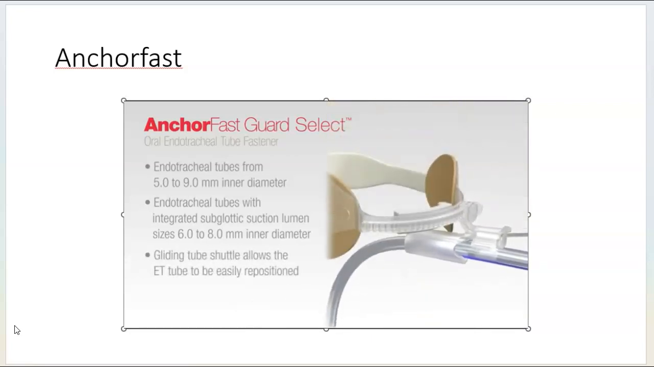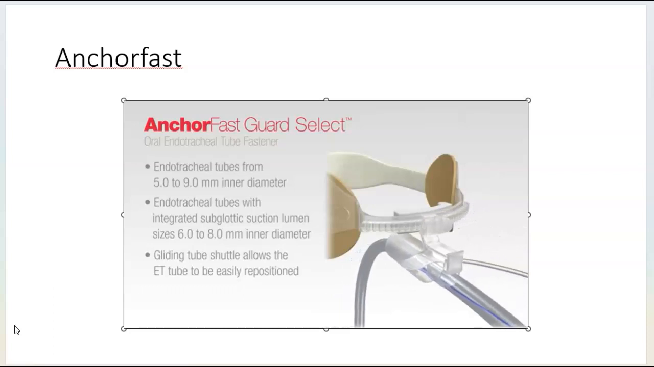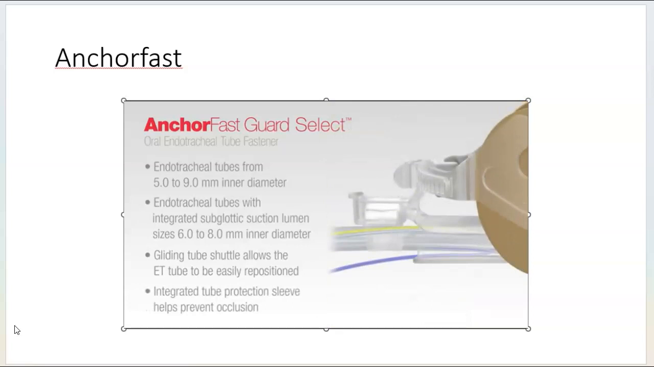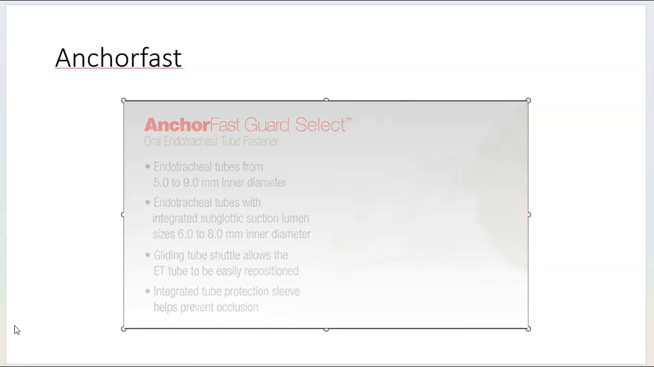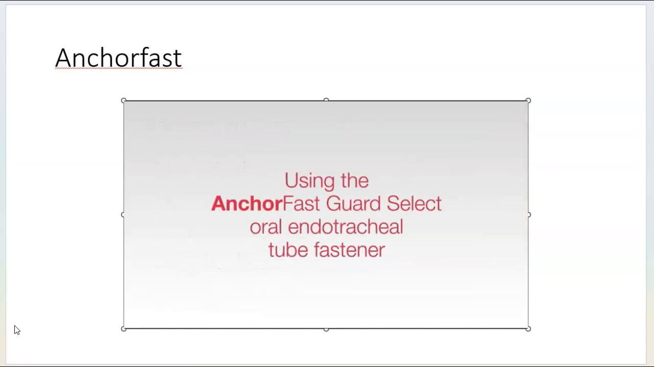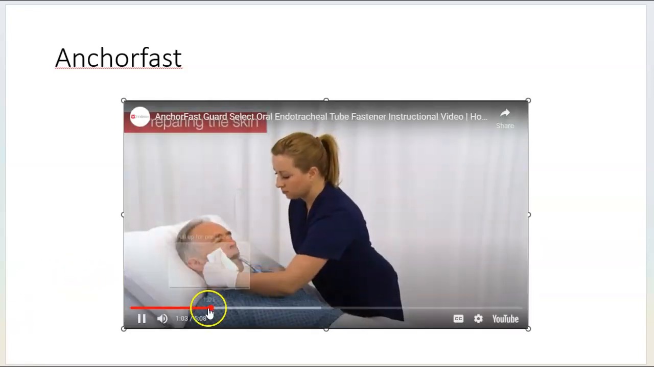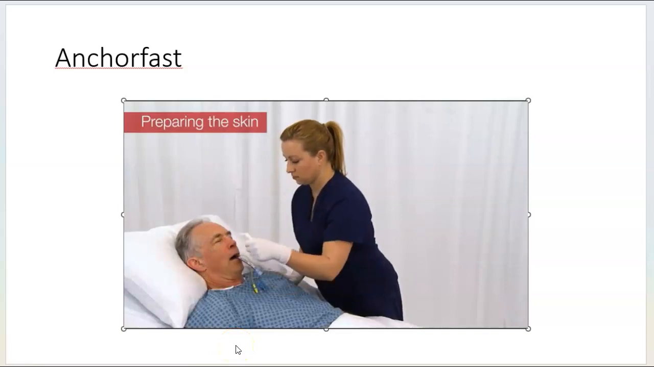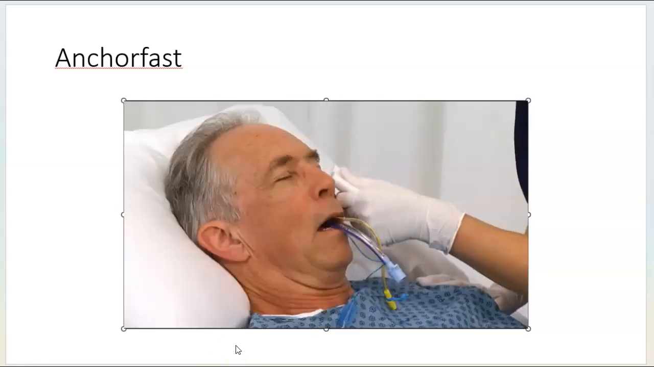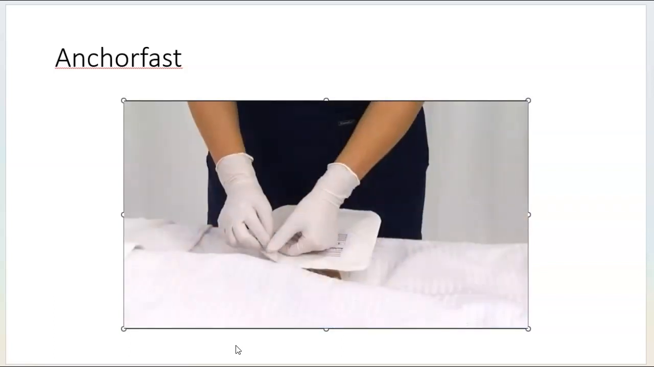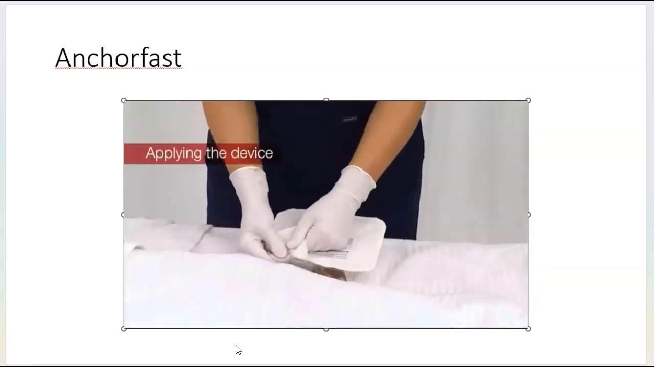The gliding tube shuttle allows the ET tube to be easily repositioned from side to side while the tube remains secure. The integrated tube protection sleeve helps prevent occlusion without interfering with routine care. Using the AnchorFast Guard Select Oral Endotracheal Tube Fastener. Before applying the device, the patient's skin should be clean, dry, and free of oily residue. Do not use skin gel wipes or other skin preps with the oral endotracheal tube fastener. Remove the product from packaging.